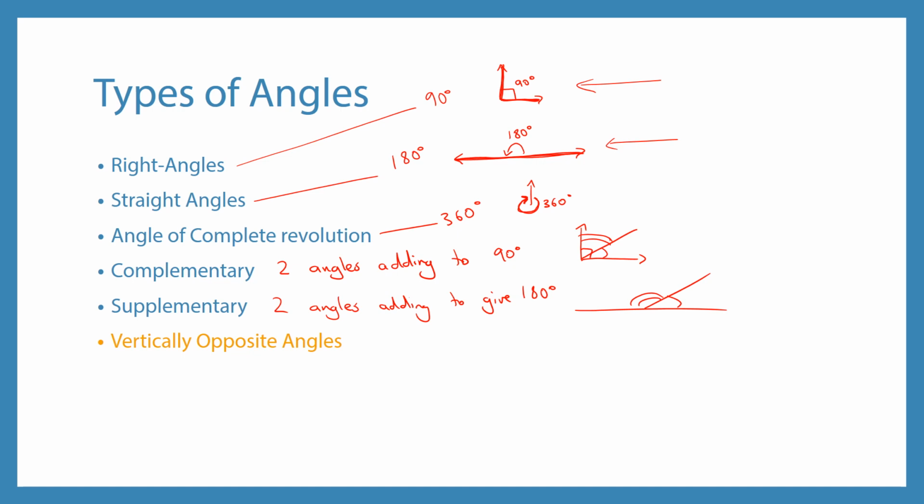Finally, vertically opposite angles would be when we take two lines like this, we know that this angle and this angle are vertically opposite. So it's the angles that are opposite each other when you cross two lines over each other. So this one and this one are vertically opposite, and then this one and this one are vertically opposite. They're just the angles that, if you had two, are going to be opposite each other.